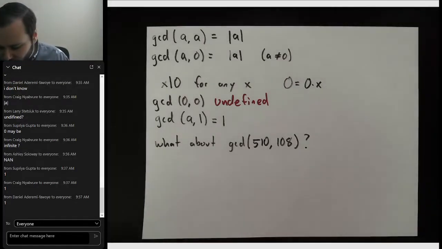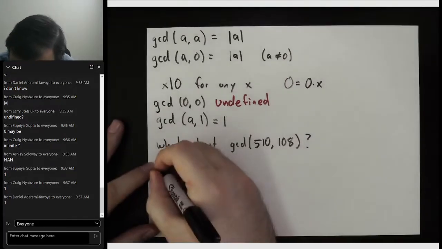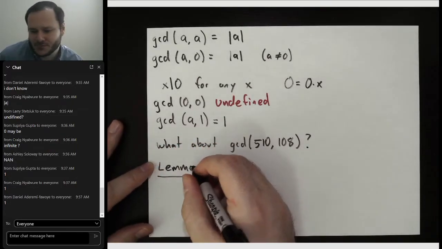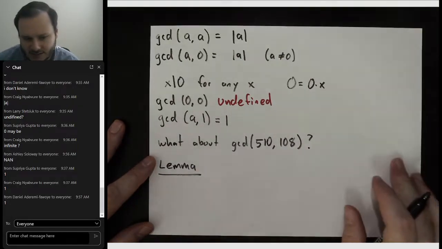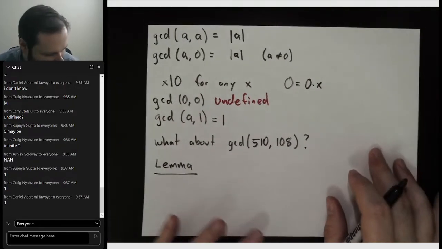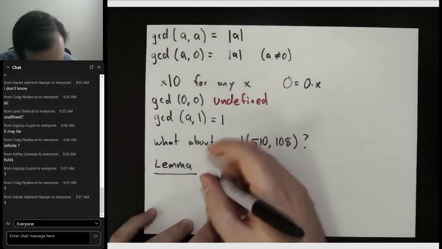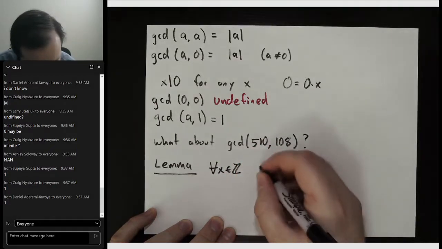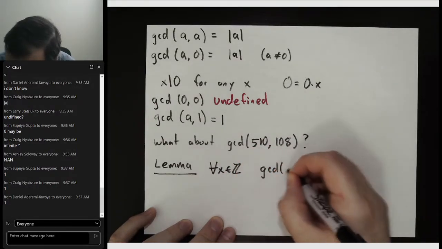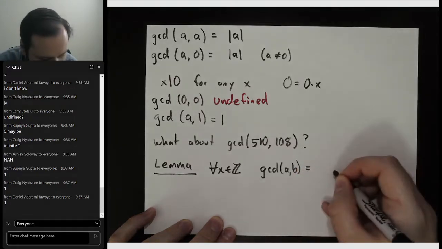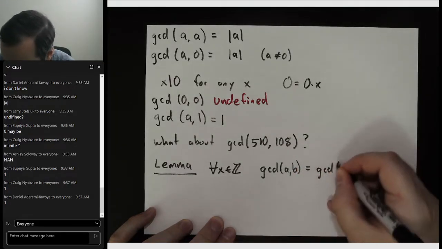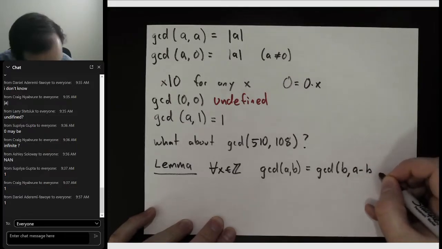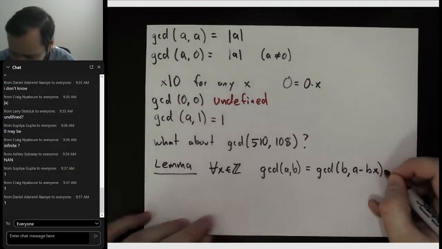That new strategy relies on this lemma. A lemma is like a theorem, but it's just a little smaller, littler. Lemma, little theorem. And that is, for every integer X, the GCD of A and B is equal to the GCD of B and A minus B times X.